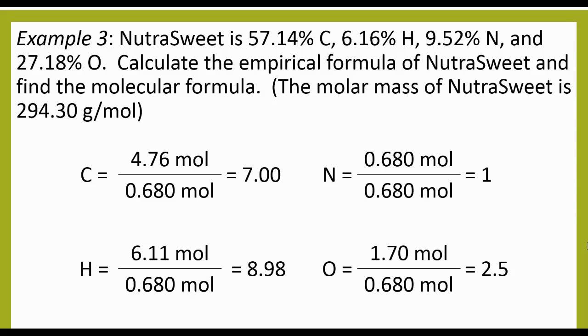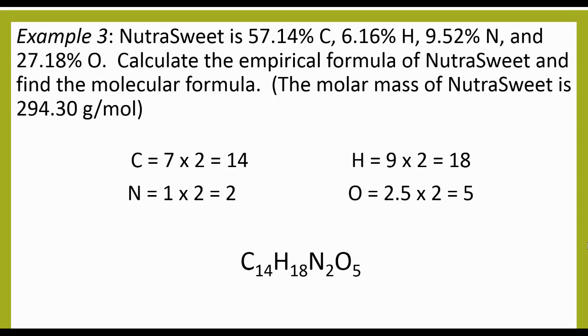I can't really round that to the nearest whole number because it's smack dab in the middle. So I'm going to multiply all of those numbers by 2. 7 is going to become 14, 1 is going to become 2, the 8.98 that's rounded to 9 is going to become 18, and the 2.5 is going to become 5. Okay, so that gives me a formula of C14H18N2O5. That's my empirical formula, which is half the problem.